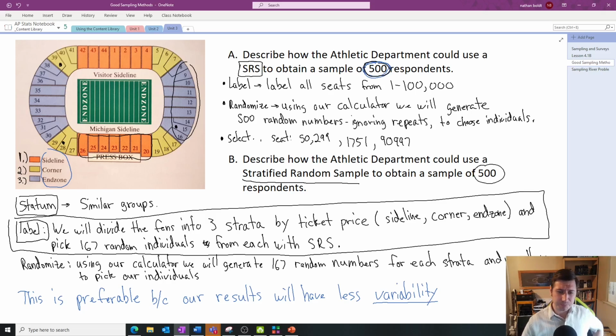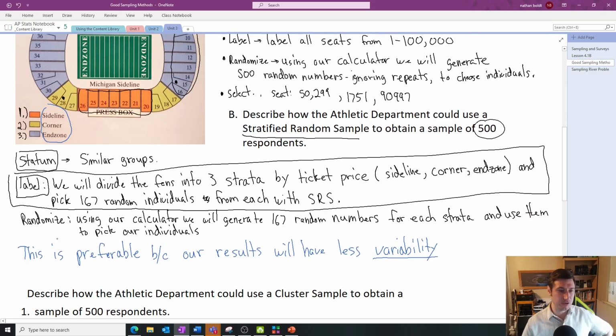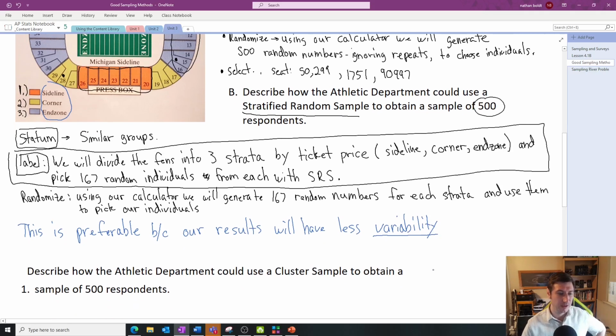So if you sample each strata equally, your results will have less variability. I'm hoping we can actually get some real numbers on that when we do the river problem for homework, so you can actually see that happen. We'll make some dot plots, and hey, this dot plot is more spread out, and this dot plot is clustered more together. So hopefully.